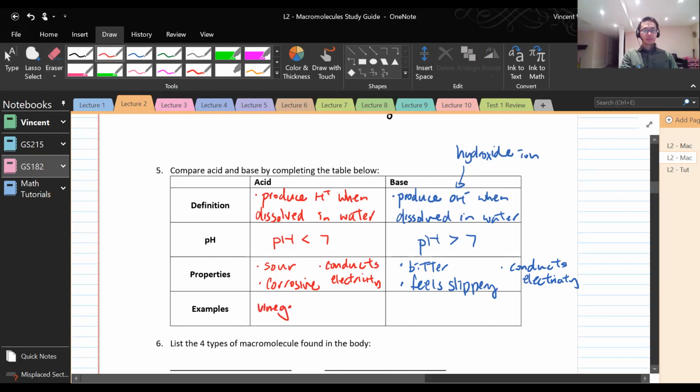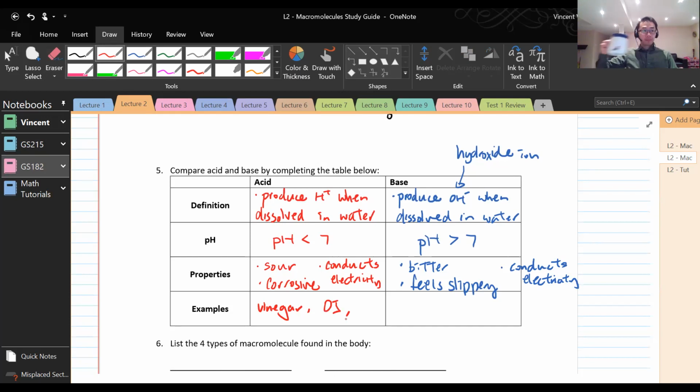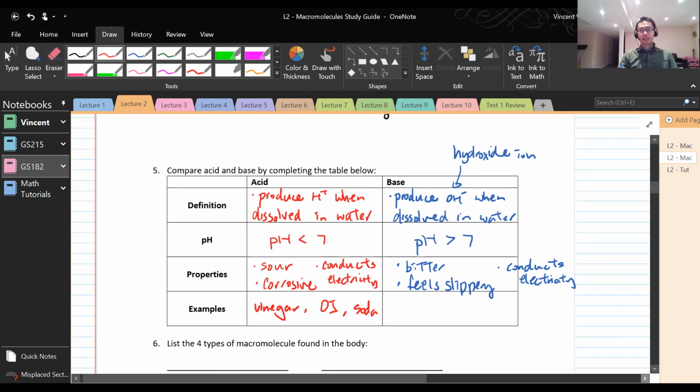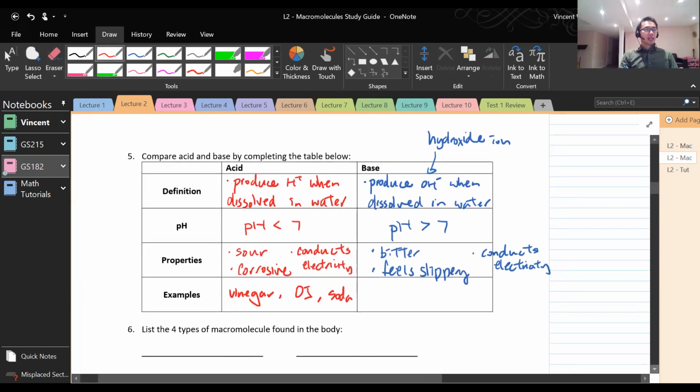Example, I gave you some already. Vinegar, right? Orange juice. Any other example you want to give me? Anyone? Yep. Most of the soda, right? Pops. It's actually phosphoric acid in some of them, as well as carbonic acid. Coffee is a bit acidic after you leave it for a while on the counter.